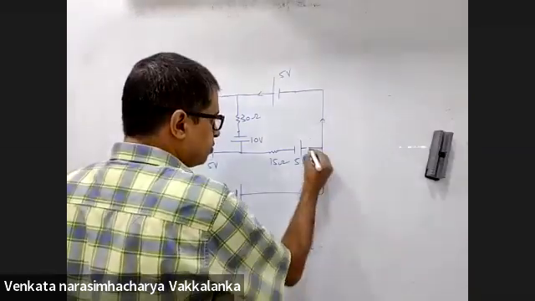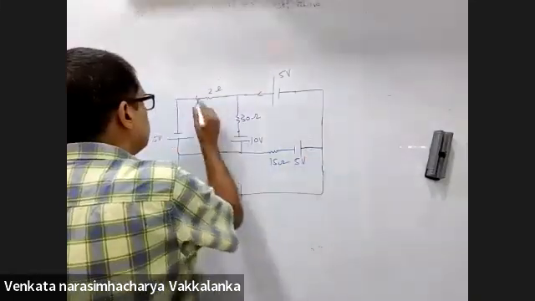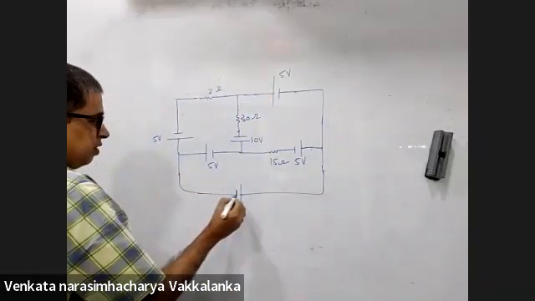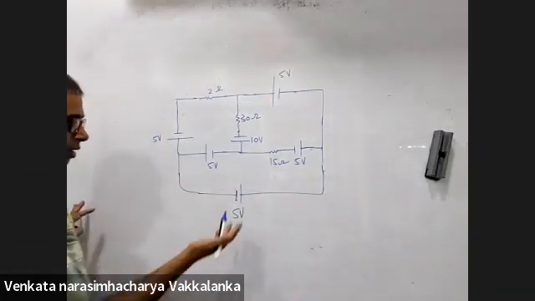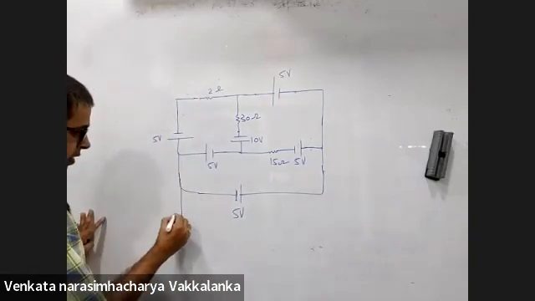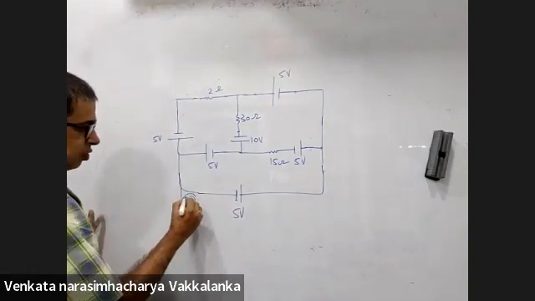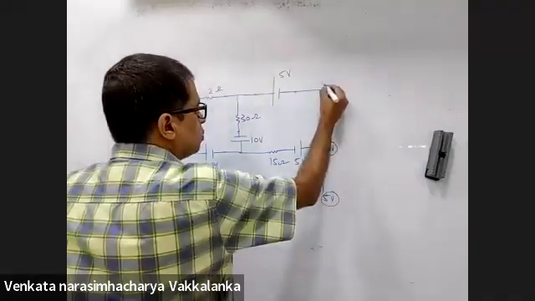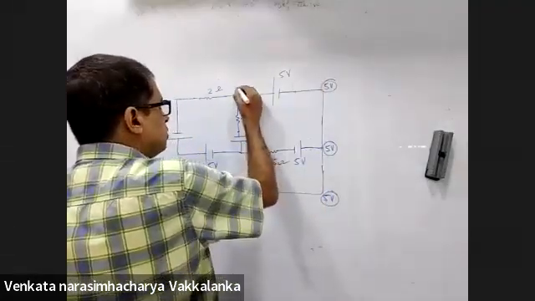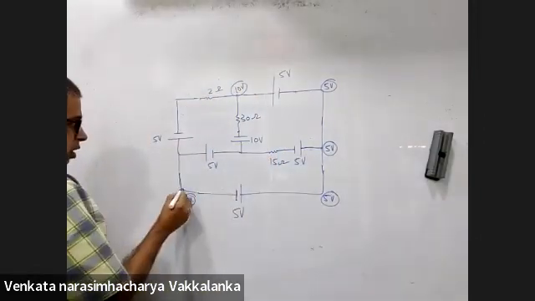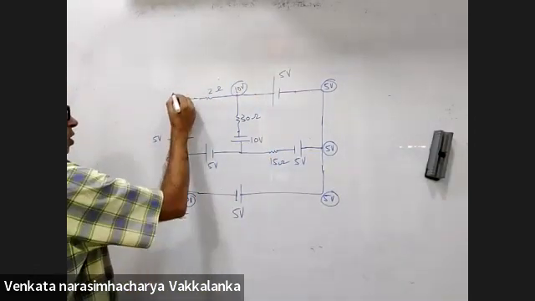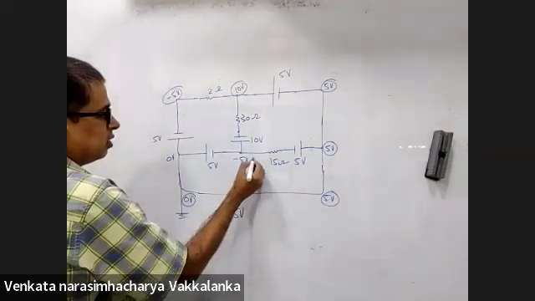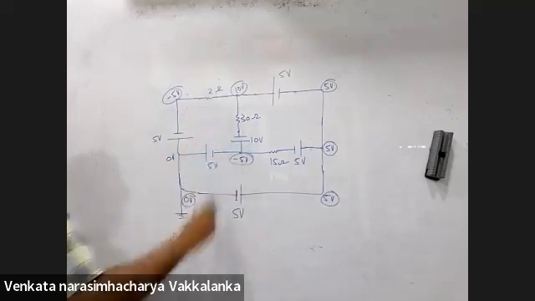When there are batteries without resistance, use nodal analysis because you'll get the potential difference easily. Start from anywhere. Shall I start from here? I'll take this to be 0 volts. This will be 5 volts. This will be 5 volts. This will be 5 volts. This will be 10 volts. Now, if this is 0, this is 0, this is minus 5 volts. This is also minus 5 volts. Am I right?